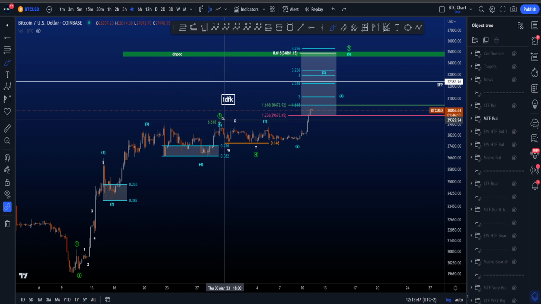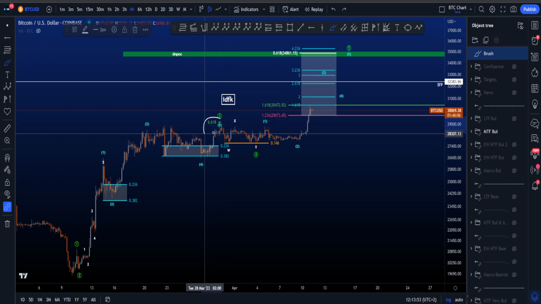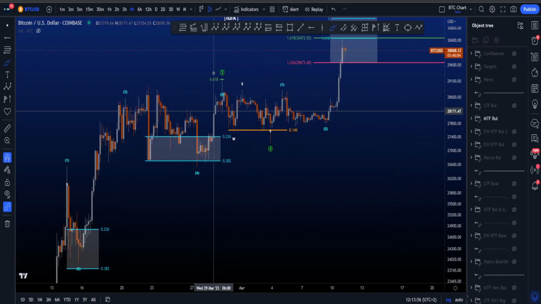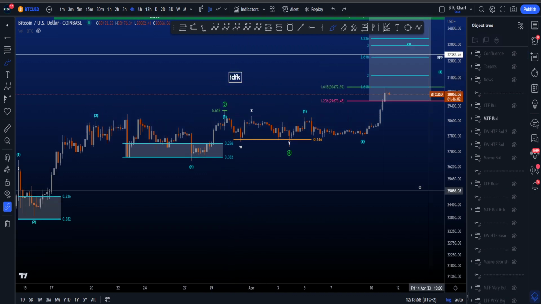It is extended. As you can see, the green Fibonacci, trend-based fib extension, is the 6.618, which is an extension target for wave 3, which it also has hit with the wick over here. So that is actually pretty nice.